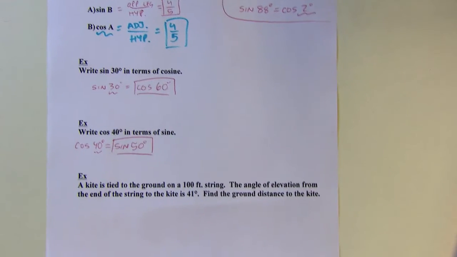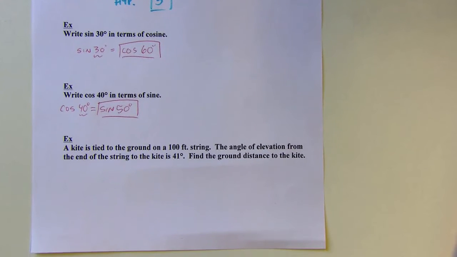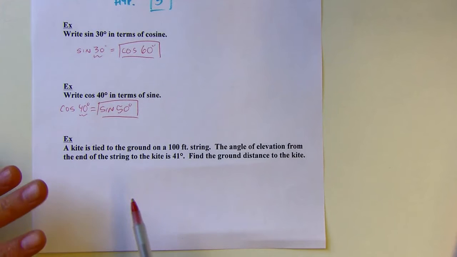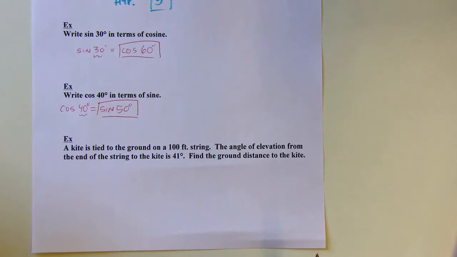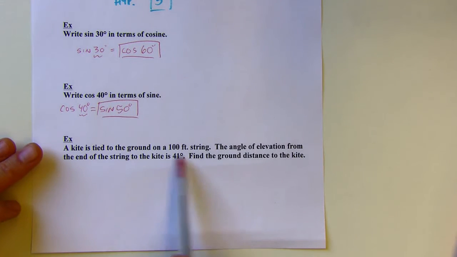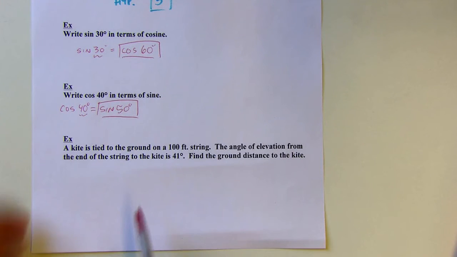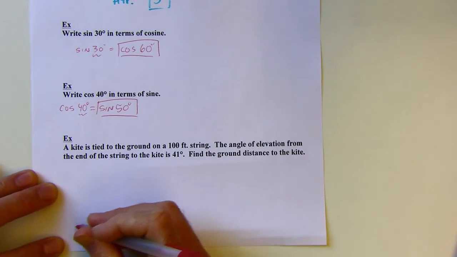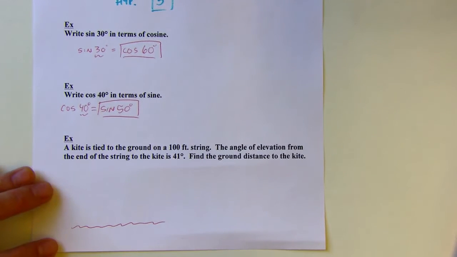All right, so let's apply this. I've got a word problem here. Remember, we're dealing with right triangles. So for these word problems, we're going to be drawing right triangles. This says a kite is tied to the ground on a 100-foot string. I'm going to draw a picture just from that. It's not absolutely required to draw a picture, but it sure makes things easier.